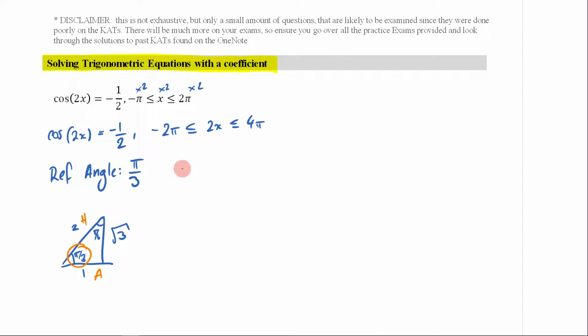Then we keep on going, and we need to figure out which quadrants we exist in. I like to draw for myself a little unit circle. I'm dealing with cos, so that's my x-axis, and I need to think, where is my x-axis negative, because I've got negative a half here. Where is cos negative? My x values are going to be negative in this quadrant and this quadrant, because that's where the negative x values are. They're on this side. So that means it's in the second and third quadrant.